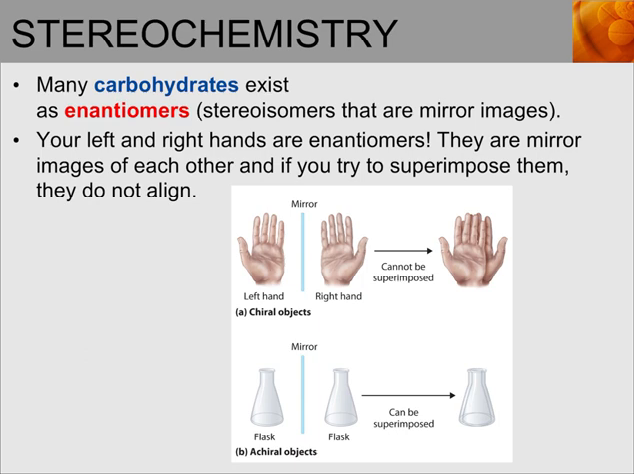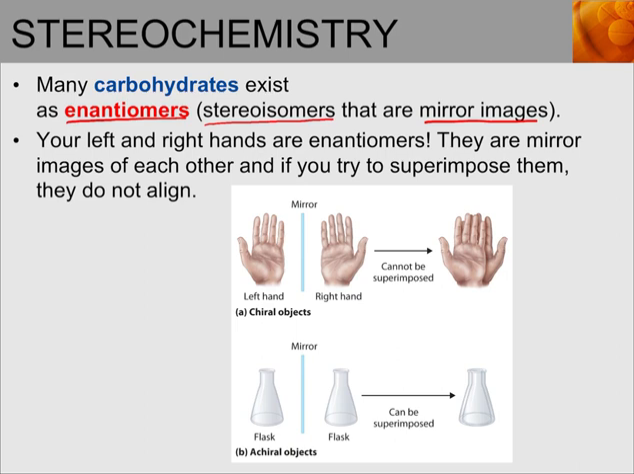So the reason we're interested in this is that carbohydrates can have different 3D arrangements of their different groups or atoms. And if that's the case, those are called enantiomers. We can also refer to these as isomers or stereoisomers that are mirror images of each other. Now, one really great example of enantiomers is your hands. So your left and right hand are enantiomers of each other.